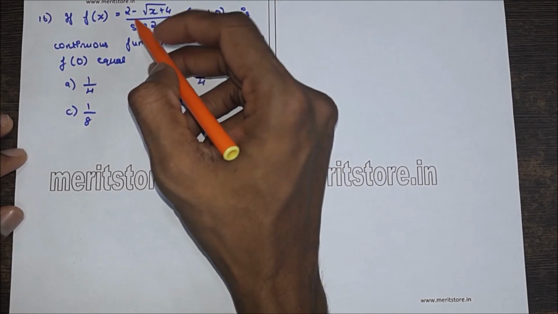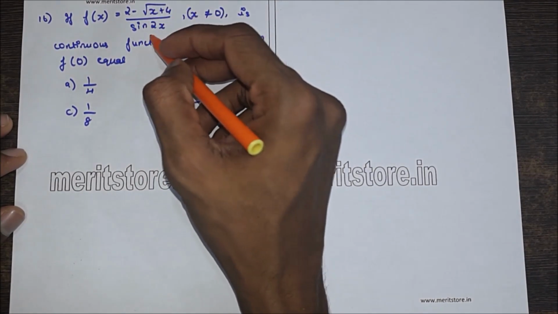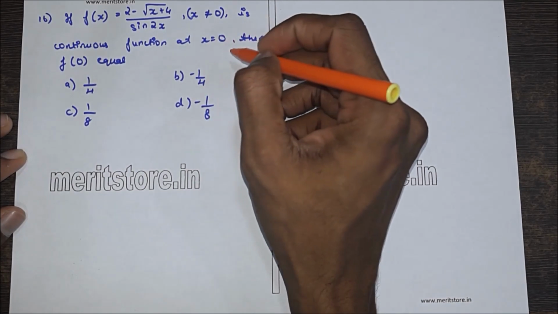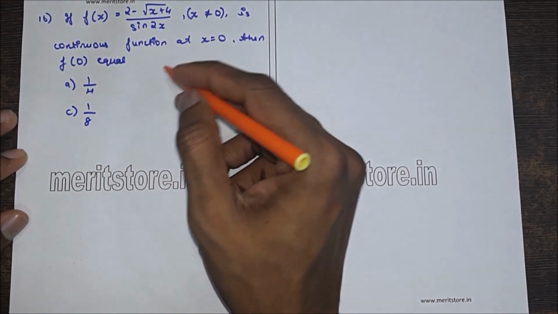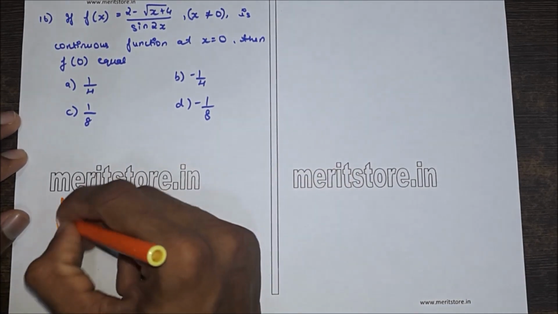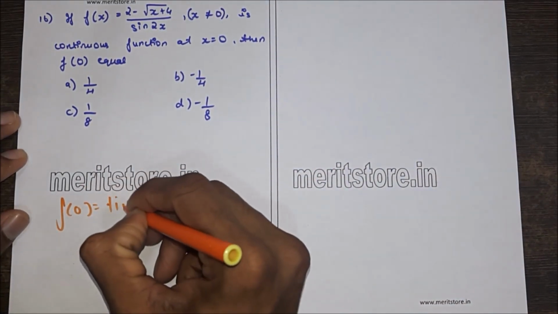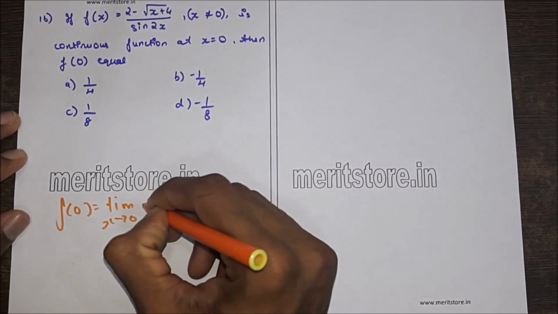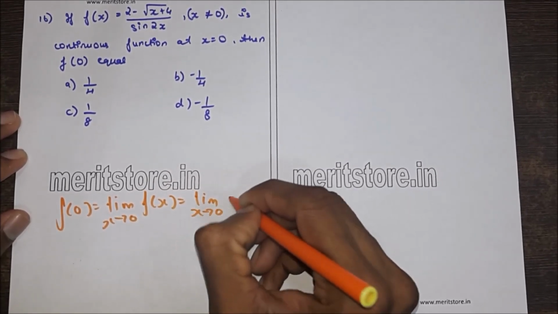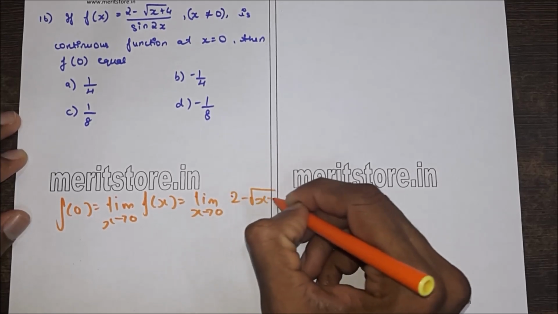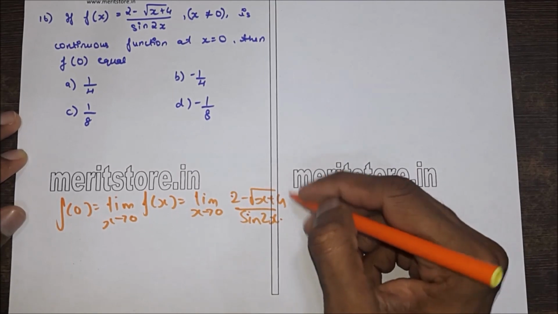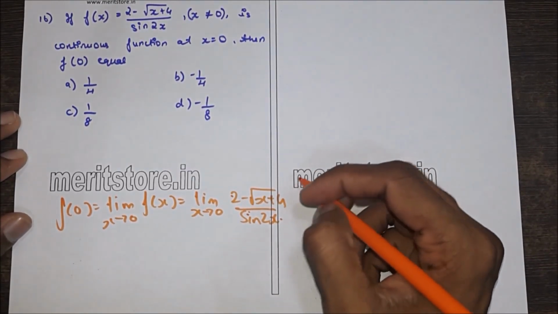If f of x is equal to 2 minus root x plus 4 upon sine 2x, where x is not equal to 0, is a continuous function at x is equal to 0, then f of 0 equals, we give 4 options. If f of x is continuous at x is equal to 0, then f of 0 equals limit x approaches to 0 of f of x, which is equal to limit x approaches to 0 of 2 minus root x plus 4 upon sine 2x, which is in the form of 0 upon 0. So we use 0 upon 0 form.